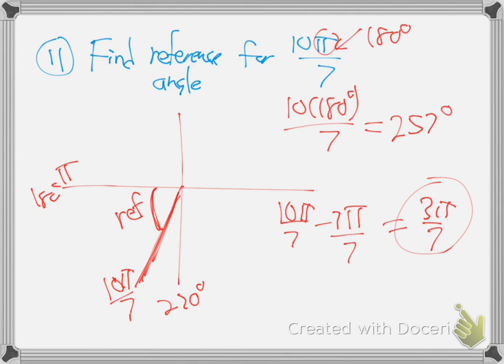So I took 10 pi over 7, and I subtracted 180. But instead of subtracting 180, I subtracted pi. That is 180. But I had to make a common denominator so I could subtract fractions. So I multiplied top and bottom by 7.